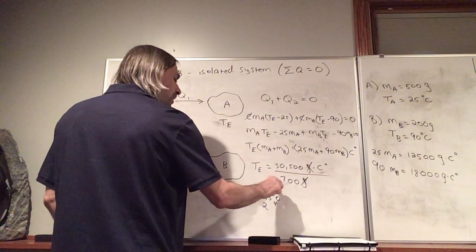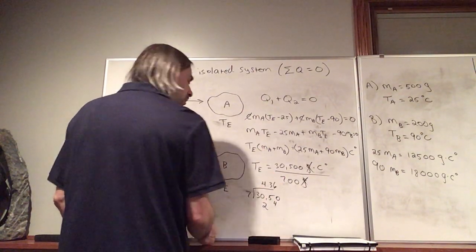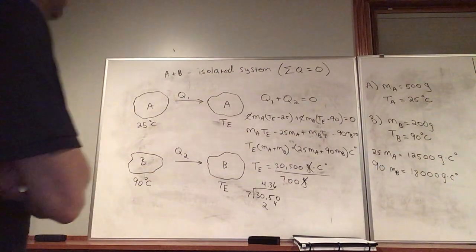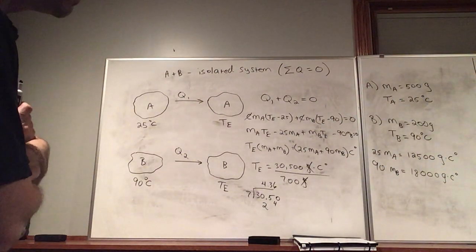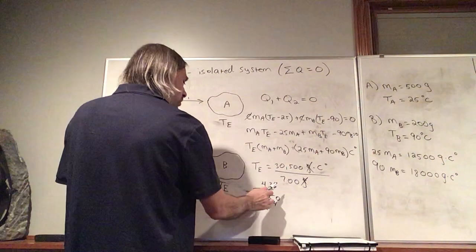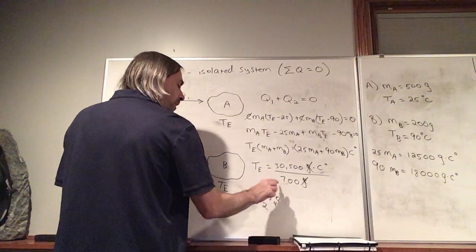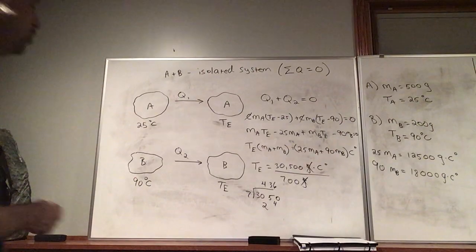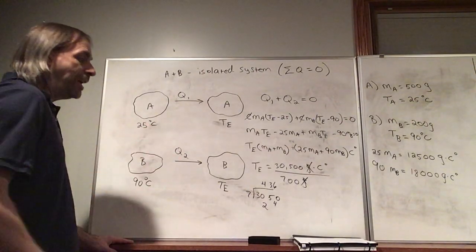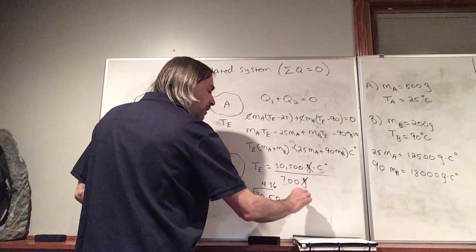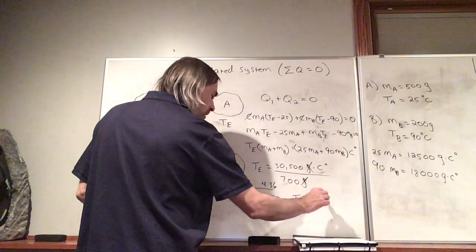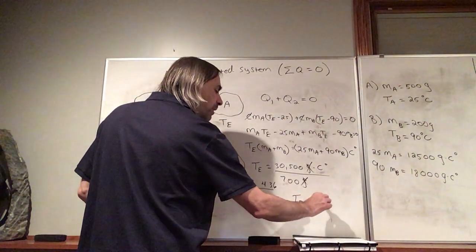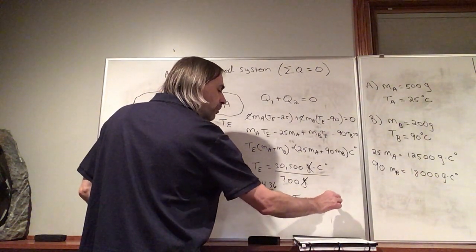So it's going to be around 4.36. I definitely did something wrong. This should have been 305, not 30.5. So 43.6, which, again, okay, so we have a number. The equilibrium temperature is 43.6 degrees Celsius.